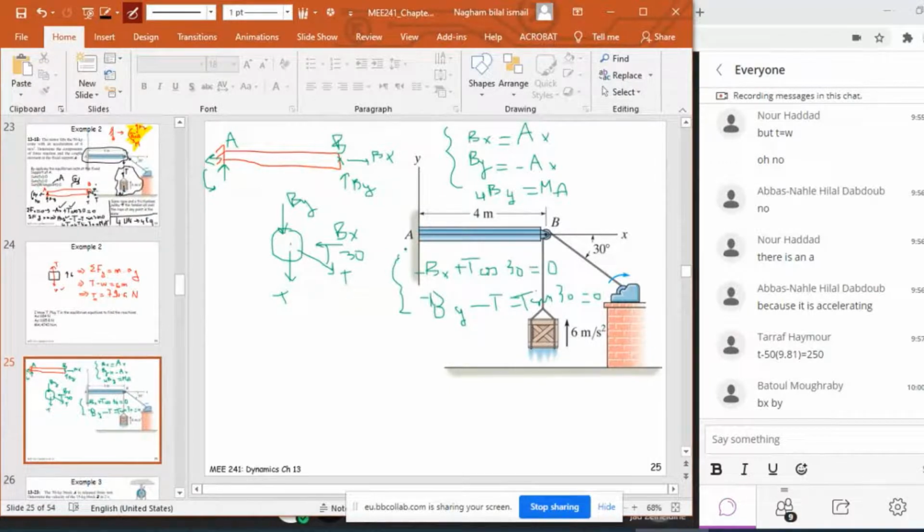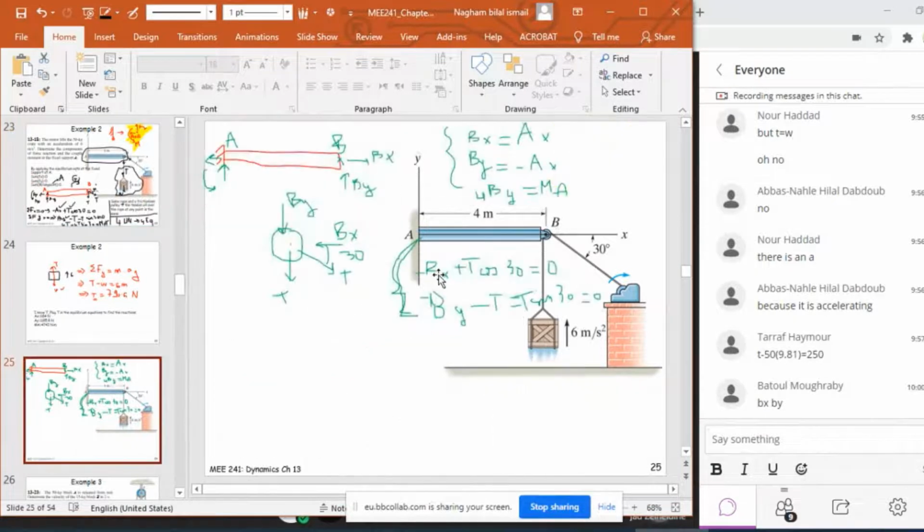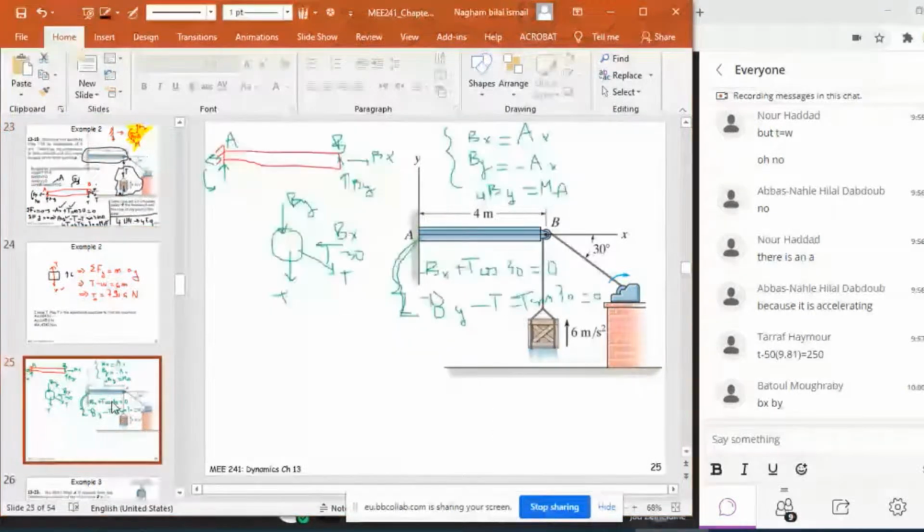Now, guys, if you take these two equations together, you're gonna have the equation of the system, the beam with this pulley. So you're gonna have minus Ax plus T cosine 30 is equal to 0, because in fact Bx is equal to T cosine 30. And you're gonna have that Ay minus T sine 30 is equal to 0, because in fact By is equal to minus T sine 30. All right? So guys, if you gather these two equations together, you're gonna have this system.